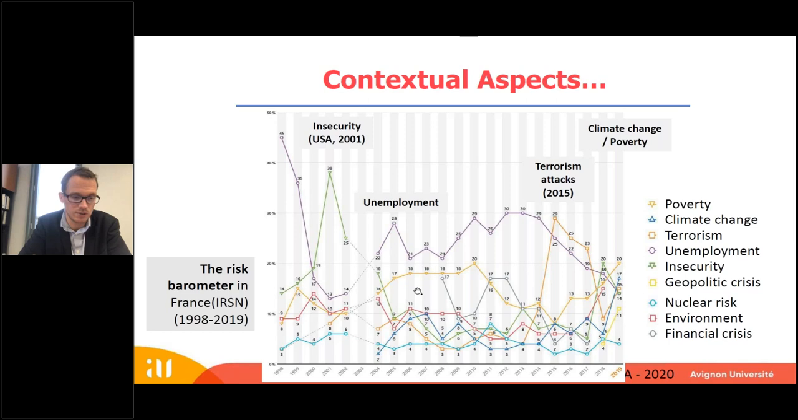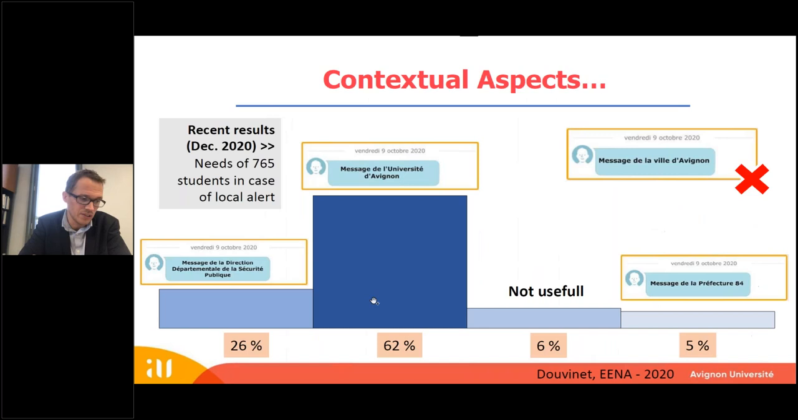In a recent study, we wanted to organize a training exercise at the University of Avignon, and we wanted to test tools and to observe reactions of students and staff. We distributed before the event a questionnaire to students and staff to know their perception of alerts. Among the interesting results, I do not have time to present all the results, we can notice that the issuer of the alert is not the one we could expect.